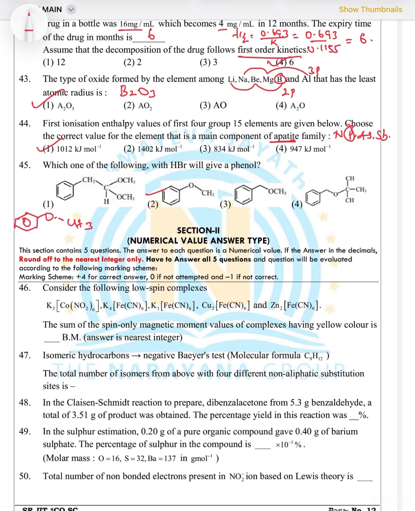OCH3, that is nothing but anisole. Oxygen has lone pair of electrons. So here it is reacting with HBr. So H plus, lone pair is given to this.